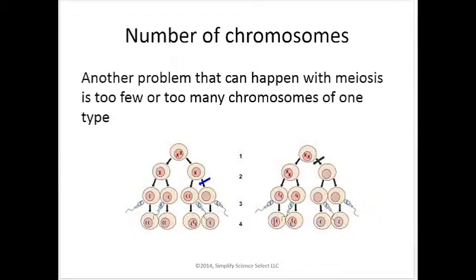You can also have a problem with the number of chromosomes. Sometimes you have too many, sometimes you have too few. Too few is monosomy. Too many is trisomy. All of these can cause dramatic problems.